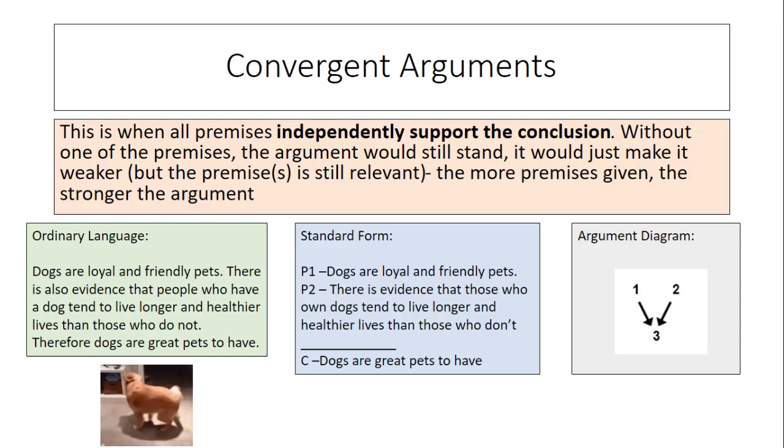1 arrow 3, 2 arrow 3. 3 is a conclusion indicated by "therefore". So 3 is at the bottom. So always put the conclusion at the bottom of your argument diagram. That's just the best way to do it.